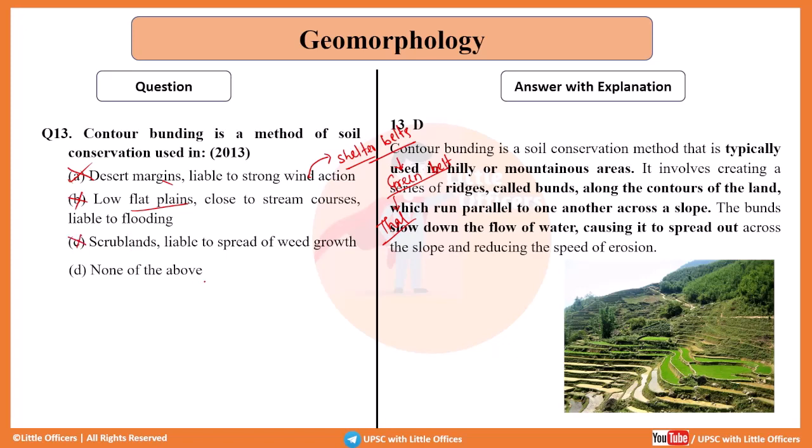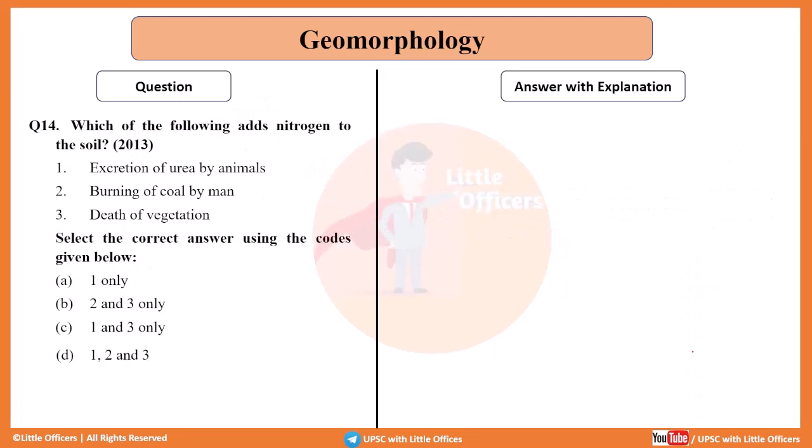So what is the location where we use contour bunding? Just now we have covered it. It is mainly used in the terrace locations where there is a slope. Okay, you can have a look at the image also. So this is where it can reduce the flow of the water because of the slope, and that will reduce the erosion. Okay, so the correct answer is going to be D.